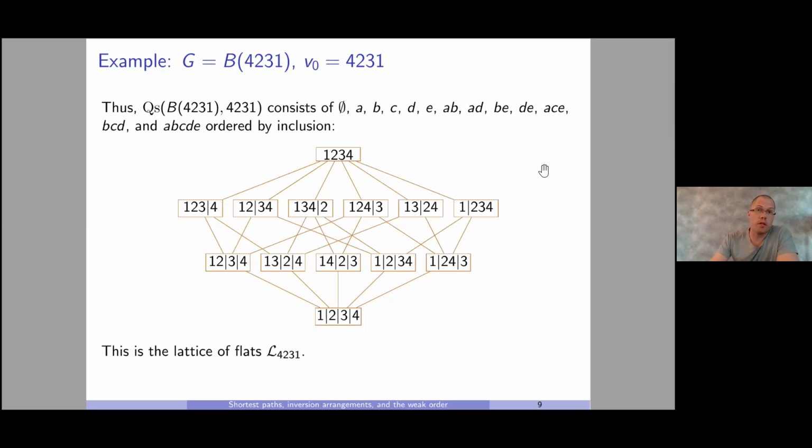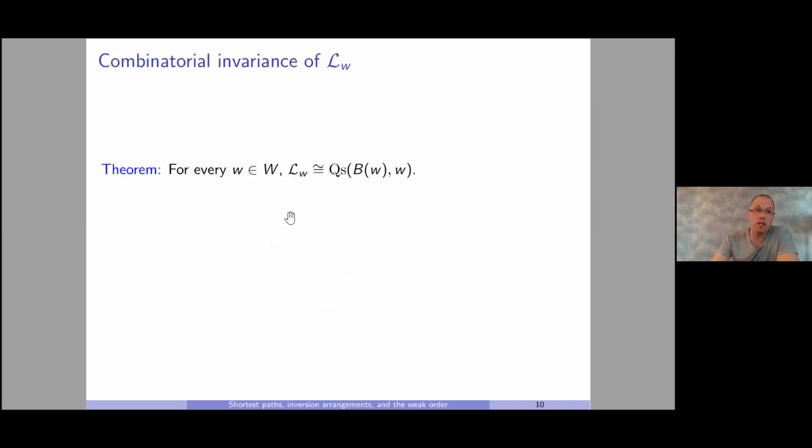And of course, this is not a coincidence. This is a theorem. Whichever vertex you start with, the corresponding lattice of flats, the intersection lattice of the inversion arrangement, is the quickstep poset of the Bruhat graph with starting vertex W.